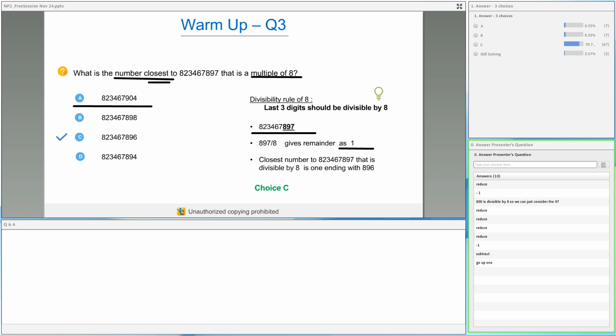Yes, in this case you can consider 97 to solve it, but please understand that you will not always get a number like this. Suppose instead of 897, you had 797. In that case you need to consider all the 3 digits. I hope that answers your question. Someone is asking if 800 is divisible by 8. So in this case it's okay if you just take 97, but if instead of 897 you had 797, you would have to do the full check.